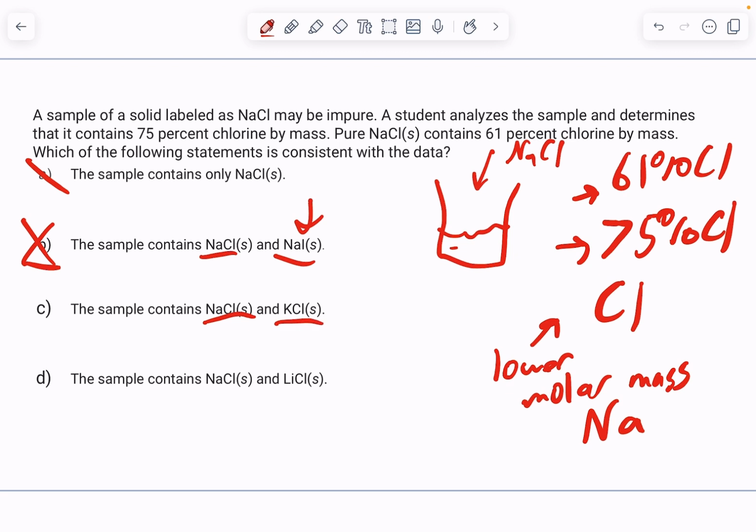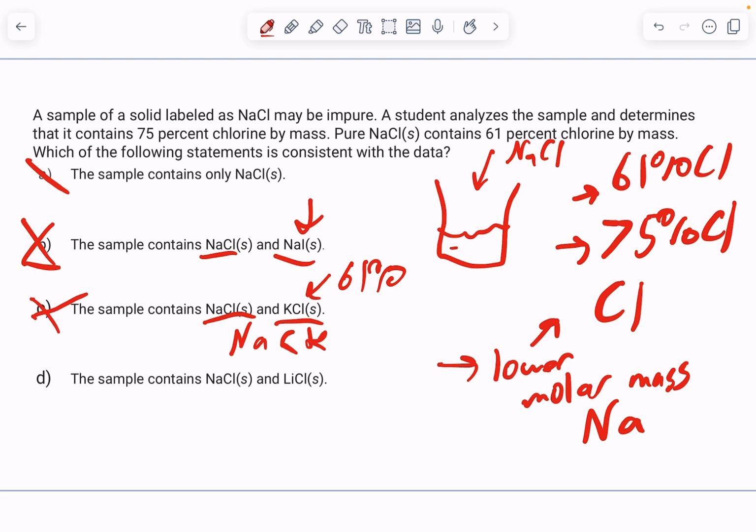NaCl and KCl. Comparing the molar mass of Na versus K, K has a higher molar mass, and we're looking for something with a lower molar mass. This should have a lower than 61% chlorine percentage. And now the last one. So the C cannot be right either.